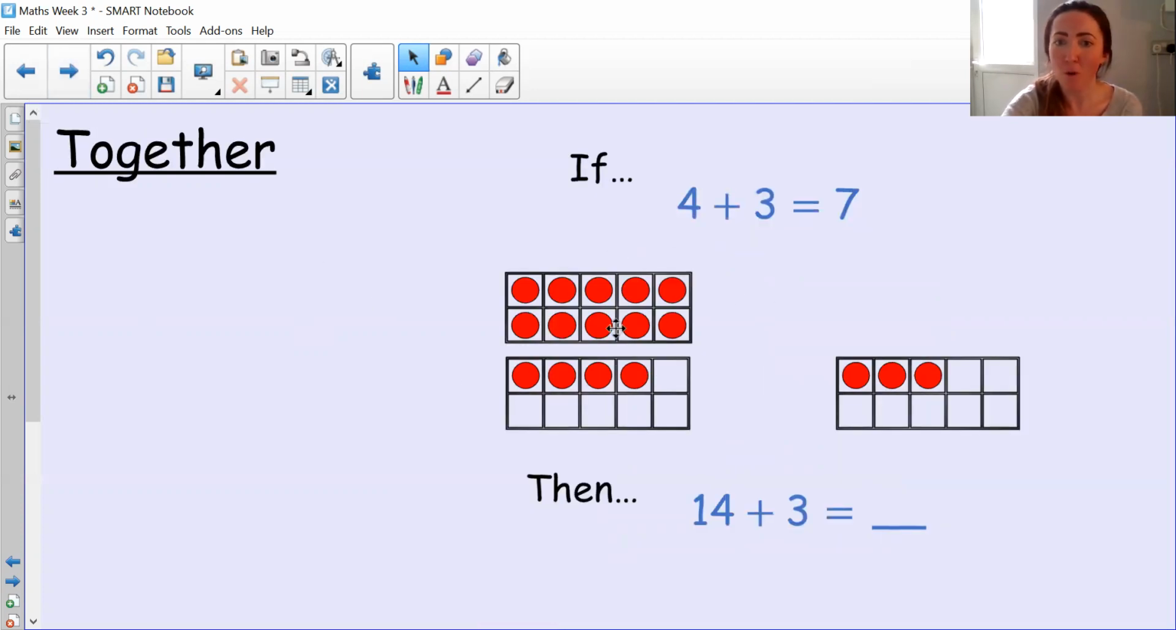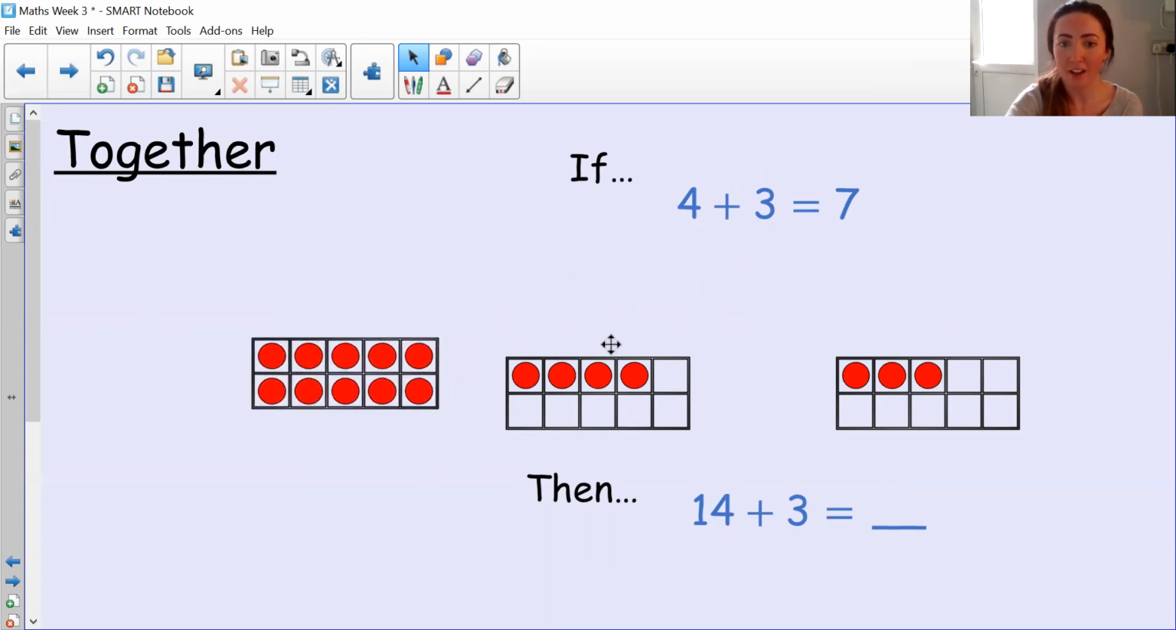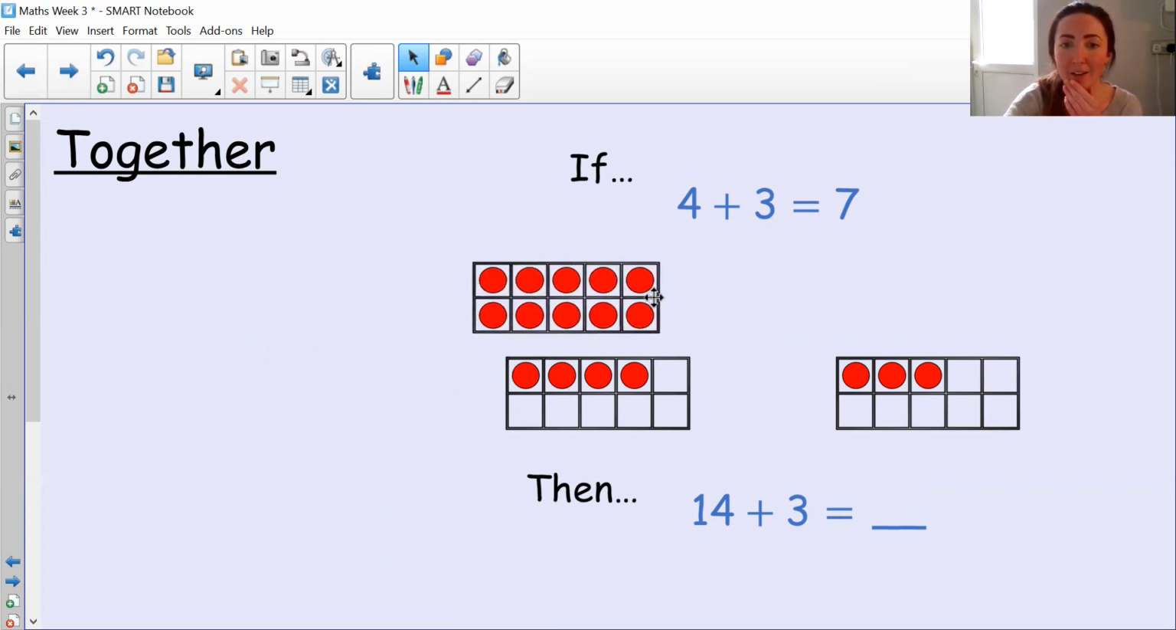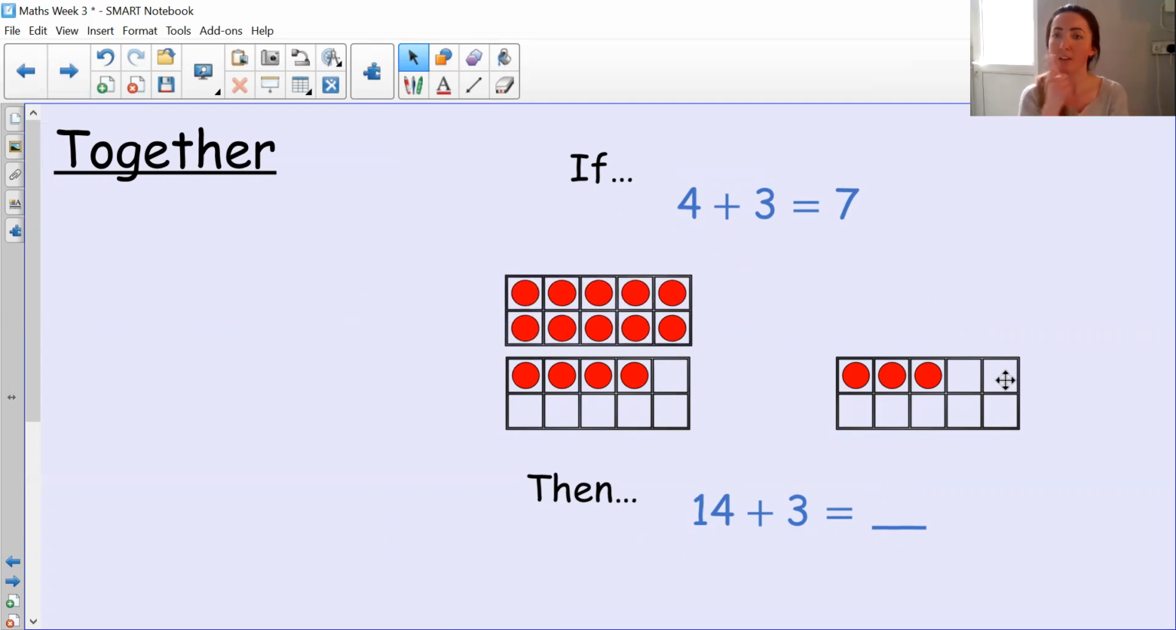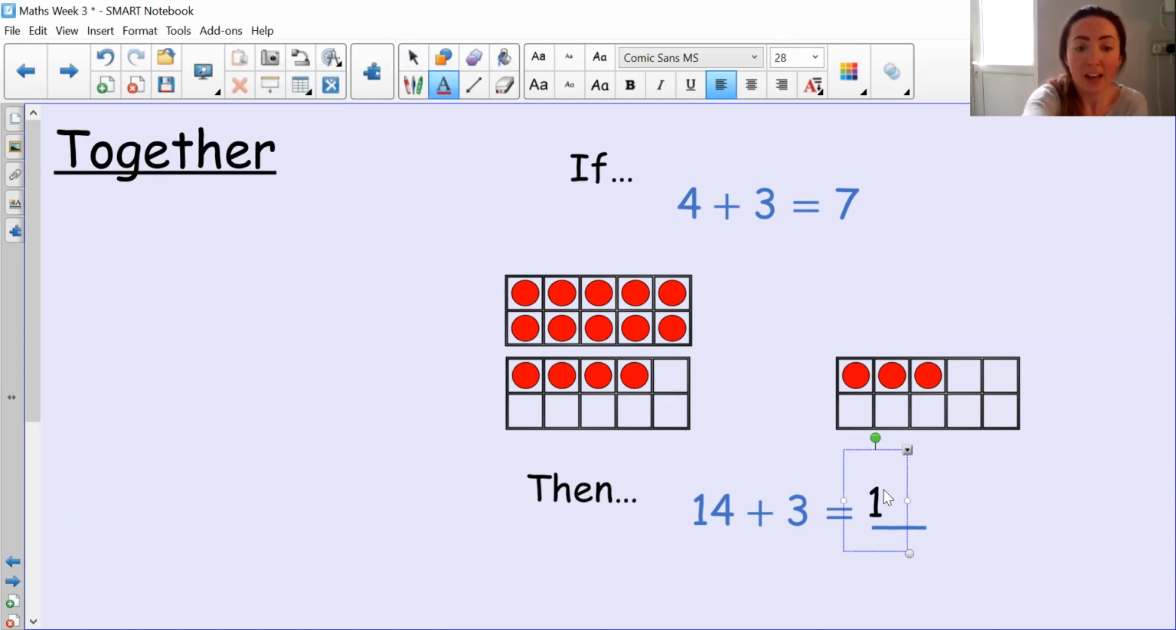Okay, so if 4 add 3 equals 7, then we have 4 in this 10 frame, add 3 in this 10 frame, then 14 add 3 must equal what? Well done if you've spotted that the ones are the same, aren't they? It's still 4 ones, add 3 ones. So the ones in this number must be 7 as well. There's just an extra 10. So 1 10 and 7 ones, or 17. So if 4 add 3 equals 7, then 14 add 3 equals 17. There's that pattern again.